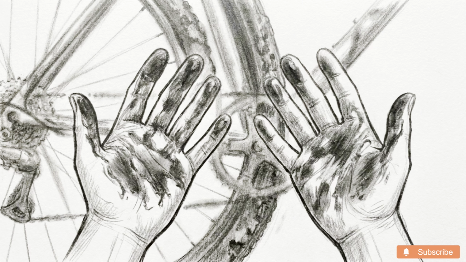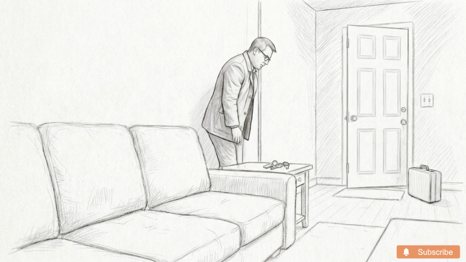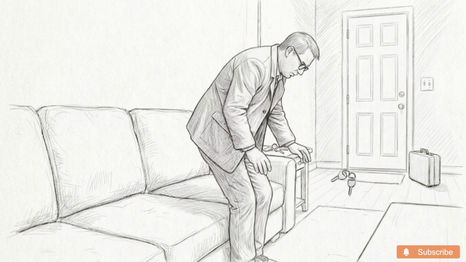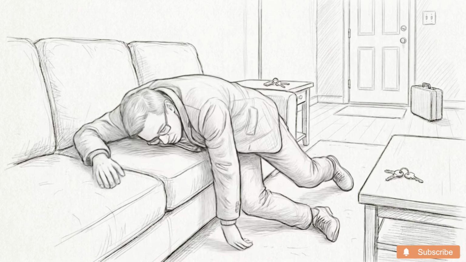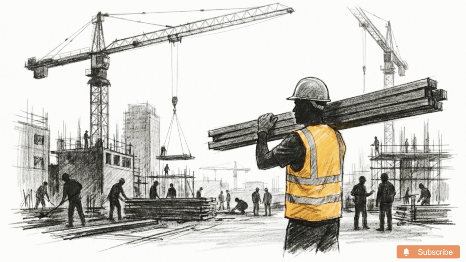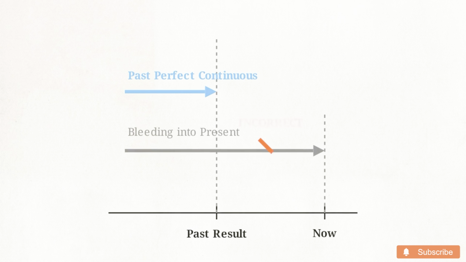Let's test this logic. Imagine you walked inside yesterday and your hands were covered in black oil from your bicycle. Your hands were dirty because I'd been repairing my bike. Try another one. Tom walked through his front door yesterday and immediately collapsed on the couch, completely exhausted. Why was he tired? Because he had been working hard all day. By keeping this diagram in your head, you ensure your ongoing actions point to past results rather than bleeding into the present moment.